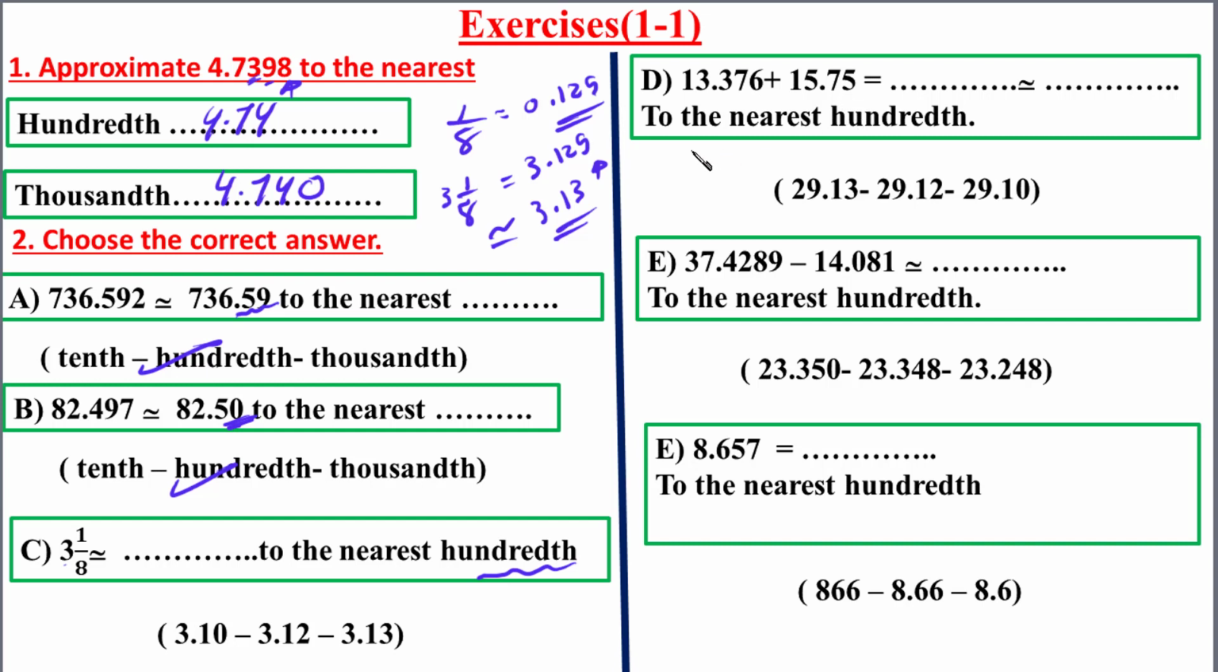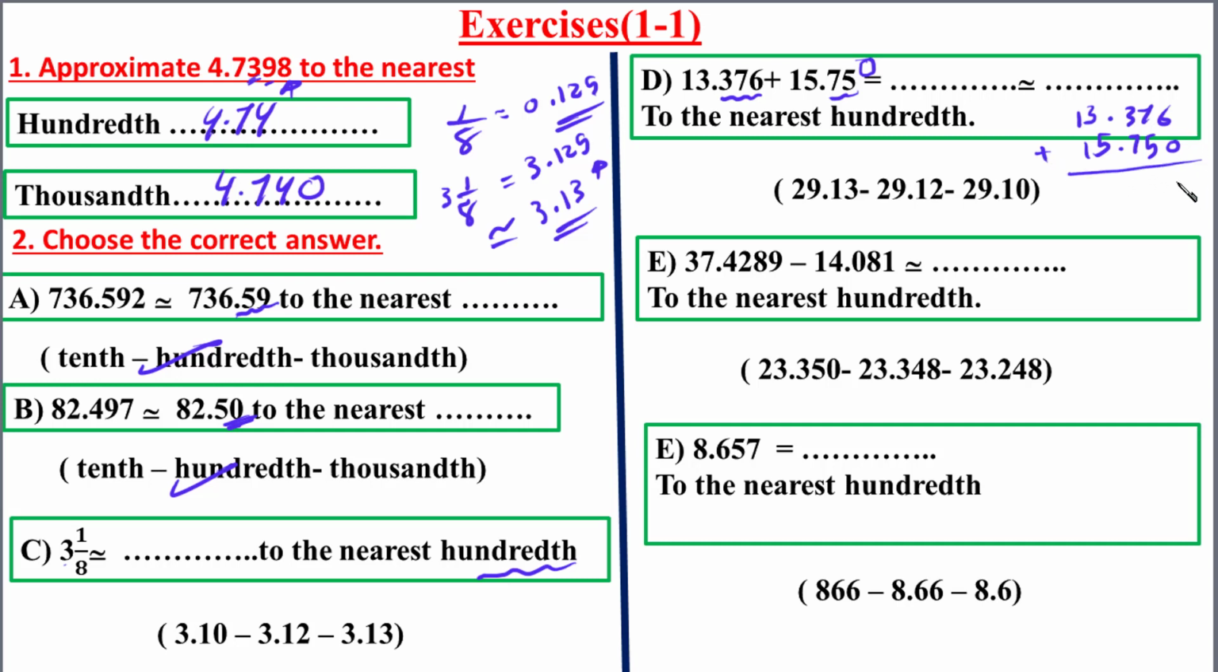13.376 plus 15.75. He said equals what? To the nearest hundredth. Before approximation, we must add the two numbers. The first step, we have here three decimal places, and here two decimal places. We will equate the decimal places and write 0 here. Now we can add. You can align the two numbers above each other. The first one is 13.376, the second 15.75, and add 0 here.